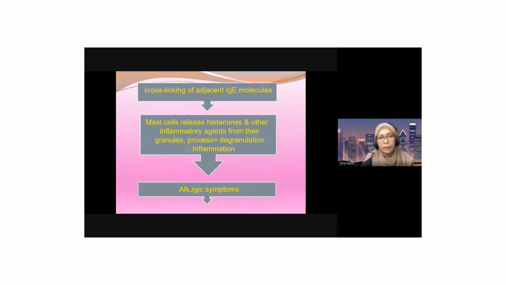Then, for example, if let's say there's a subsequent exposure to the same allergen, these IgE molecules attached to the mast cell recognize and bind the allergen, okay, or the environmental antigen. And then there's going to be a cross-linking of adjacent IgE molecules. And what happened after the cross-linking? The mast cells will secrete or release histamines, a chemical known as histamine, and other inflammatory agents that cause inflammation to occur and cause allergic symptoms.